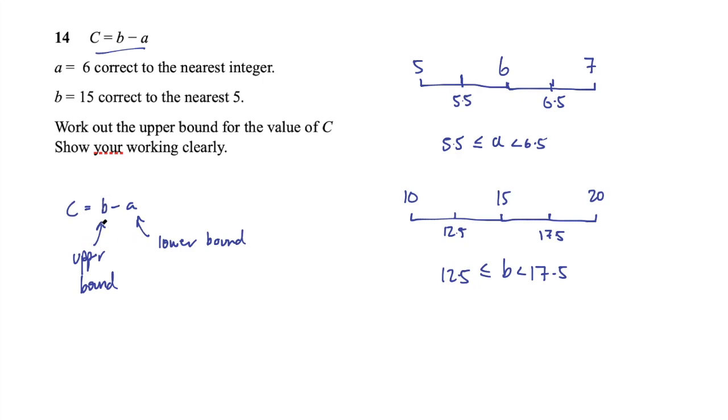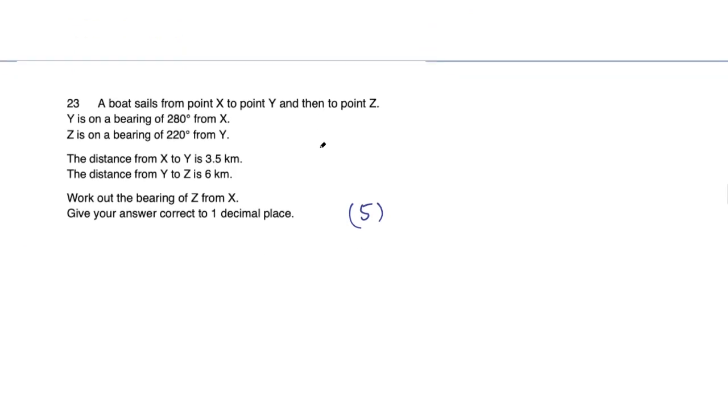So take the upper bound of b, that's 17.5, subtract the lower bound of a, 5.5, and that gives you your final answer of 12 for the upper bound for c. Okay, let's continue on then.